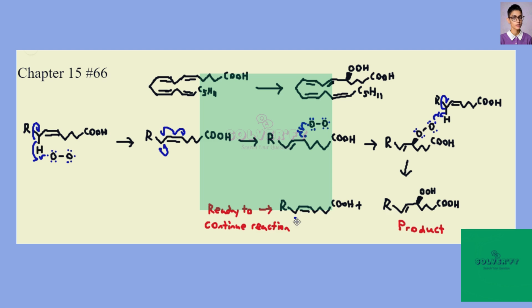And also of note, it's going to produce another molecule of arachidonic acid with a proton abstracted and a radical in the allylic position, just as we have here as our first intermediate. And so that's going to be ready to re-enter this cycle and continue this reaction. And so the reaction will be self-sustaining because of that until we run out of arachidonic acid. And that is the answer to Chapter 15, problem number 66.